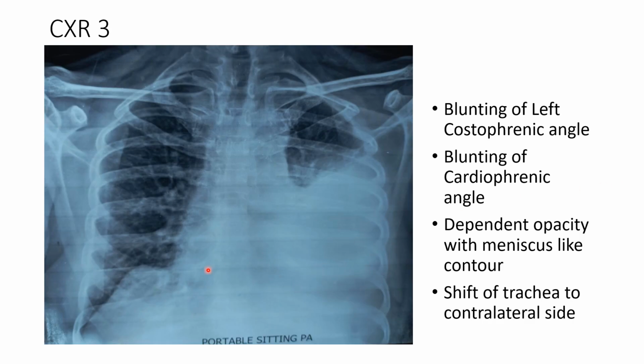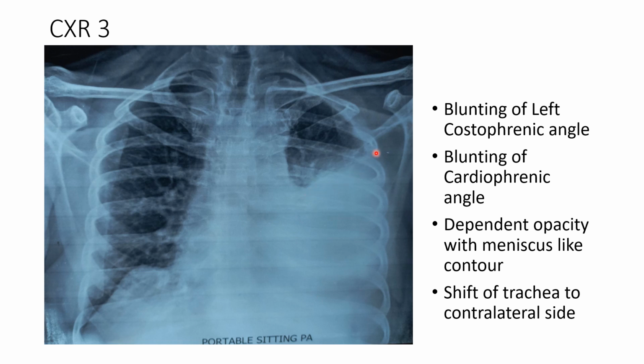So here again, this is the right costophrenic angle, right cardiophrenic angle, both of them are missing, and then you have a dependent opacity. This is a dependent opacity. This happens only in erect films. And you can see that interface between the lung which is floating up and the fluid down here.